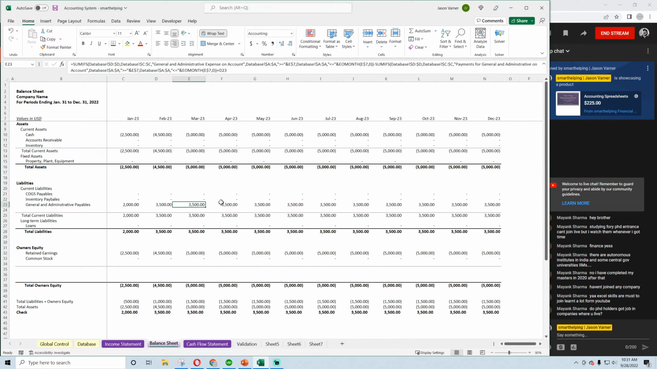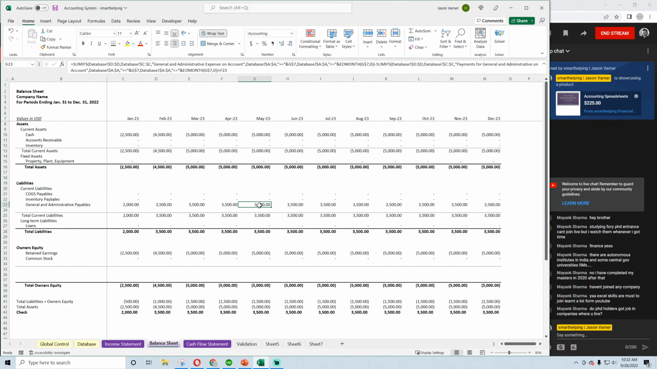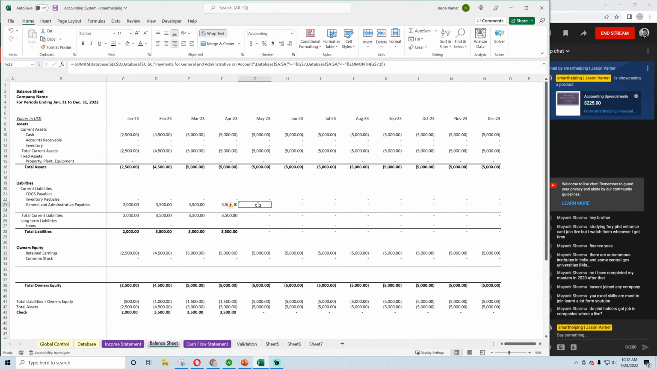Okay, we're still not seeing it drop off in May. So that is a problem. This 3,500 payments for general and administrative expense on account in May. Payments for general administrative on account. Now that should be hitting right here. Let's zero everything out and see what the calculation's doing. So it's not picking it up at all.